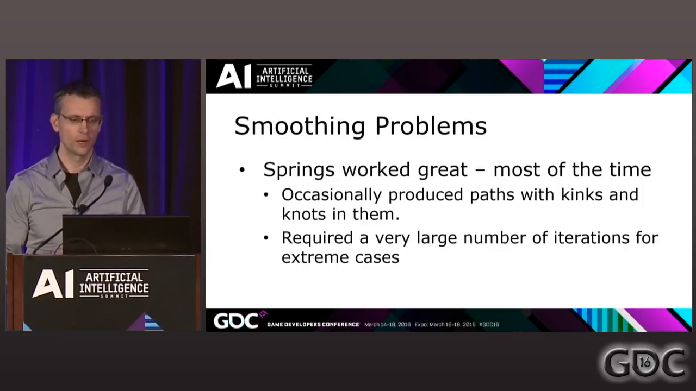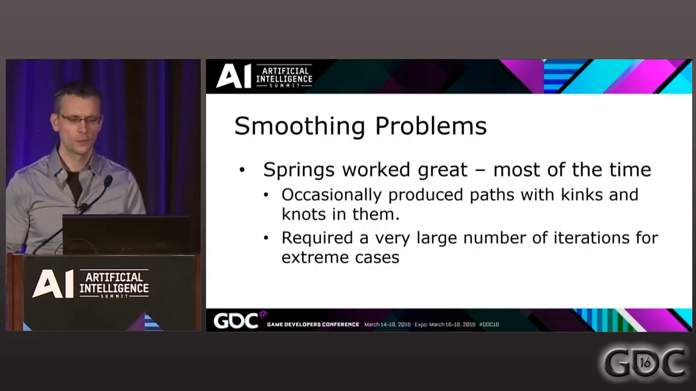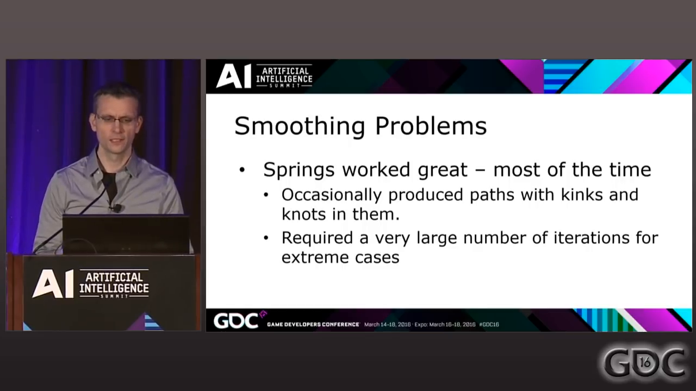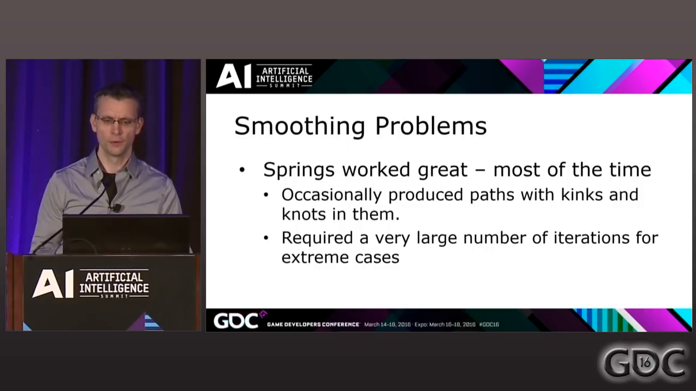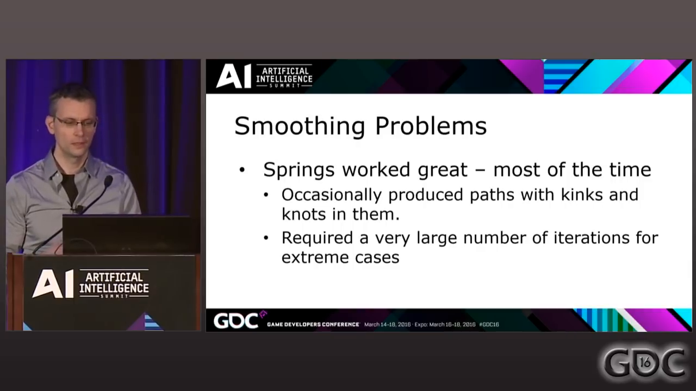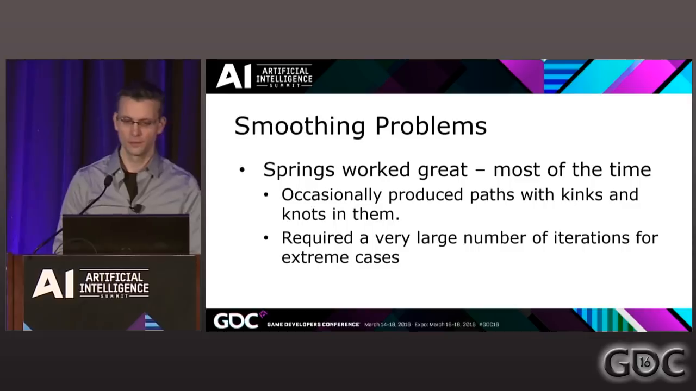However, certain paths, usually a little bit longer, but not that much longer, like 10–20% longer than our average path, would produce paths with kinks and knots in them. And even if we increased the number of iterations that we ran the simulation, even tenfold, these knots and kinks wouldn't necessarily be worked out. So we needed a better solution.